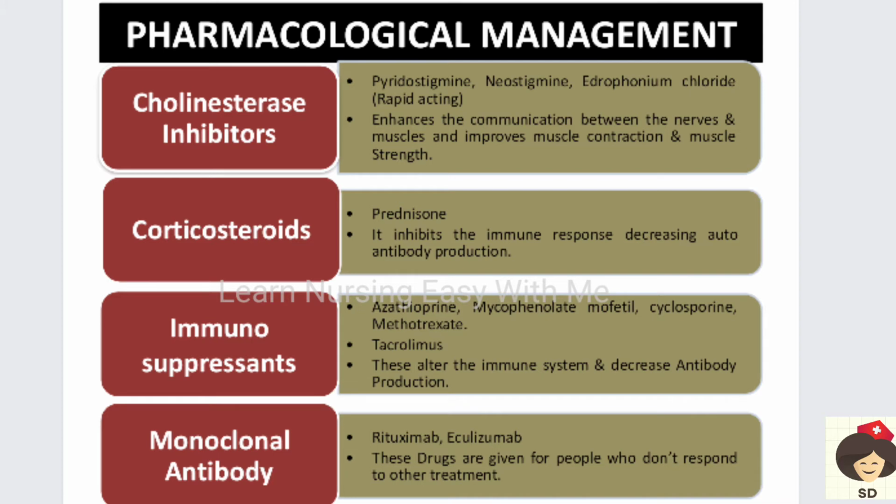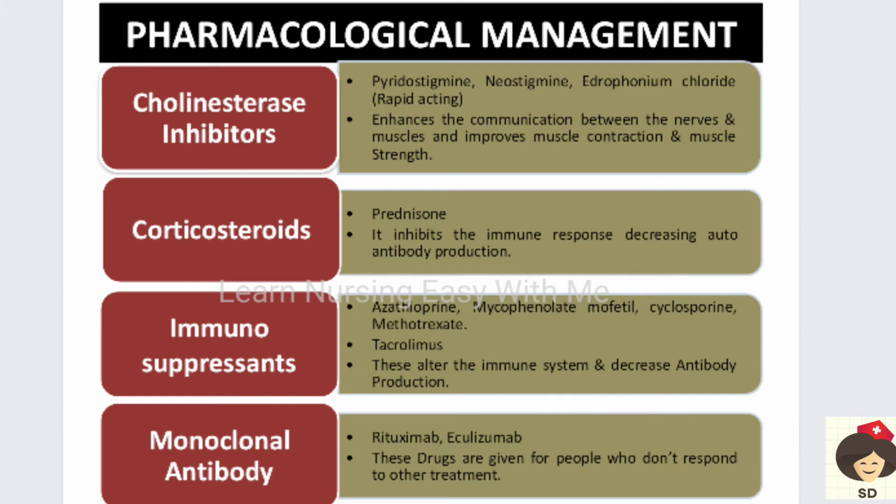Here we will give cholinesterase inhibitors, that is pyridostigmine and neostigmine. They will counter the antibodies that are attacking the acetylcholine, so that they can improve the communication between the nerves and muscles, so muscle contraction will improve. And corticosteroids like prednisone will inhibit the immune response. I said antibodies are attacking the nerves, so they will inhibit this immune response, that is, autoantibody production will be inhibited. And immunosuppressants, as the name suggests, will suppress the immune system.